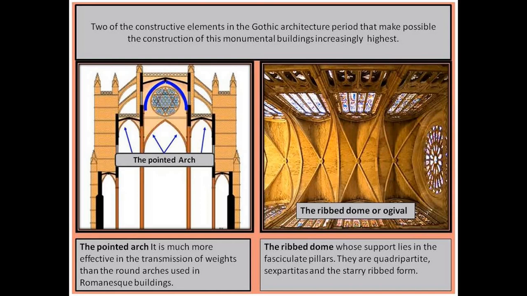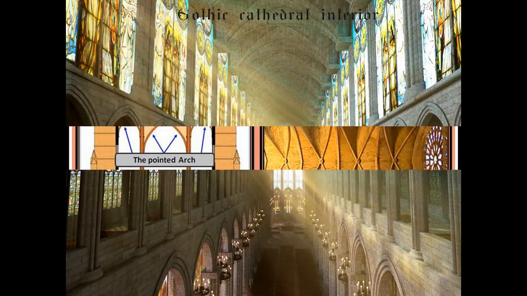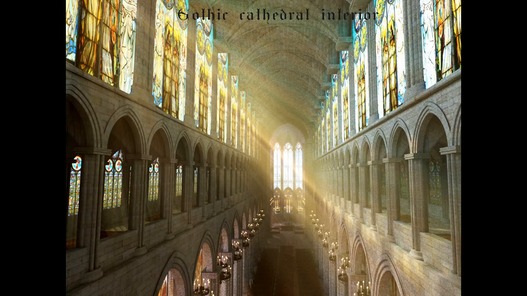So the problem was the heavy stonework of the traditional arched barrel vault and the groin vault. This problem was real, and so the architects tried to solve it in different ways. Here we can see the Gothic cathedral interior. As usual, it is much more spacious than in previous centuries.